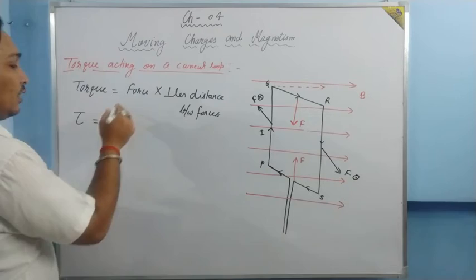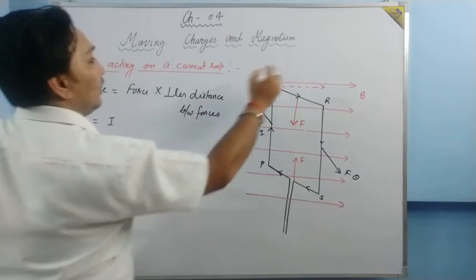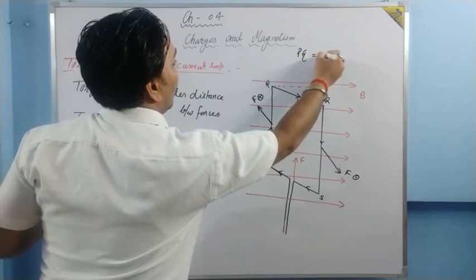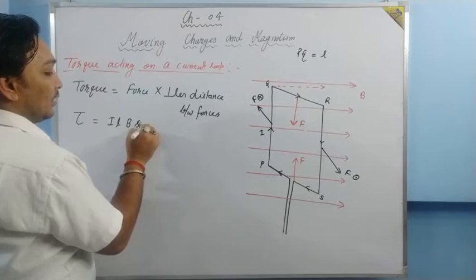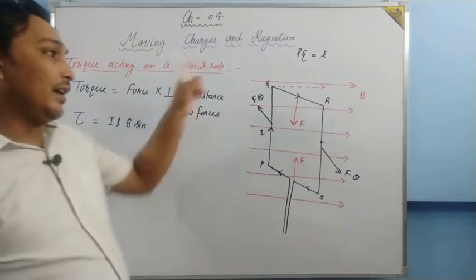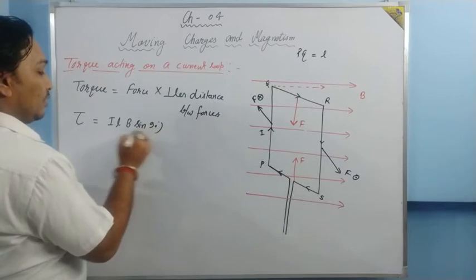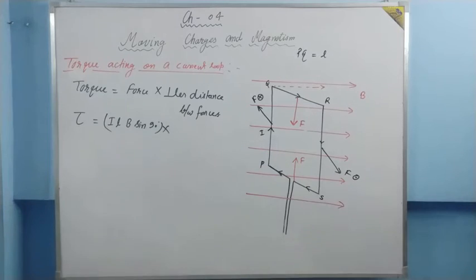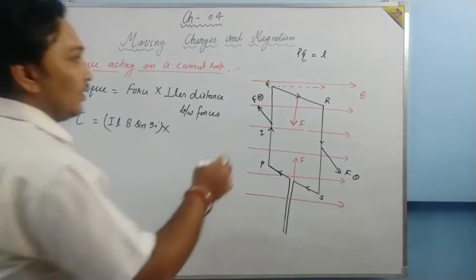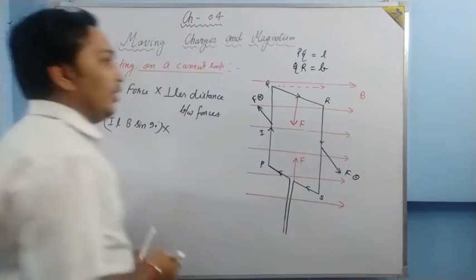What is the force? The force is given by I times the length of PQ. Let us consider that PQ is equal to L. So I L, magnetic field is B, sine of the angle between the length and the magnetic field. It is 90 degrees, sine 90. This is the force. Now what is the perpendicular distance? Now suppose this QR is b. b is breadth.